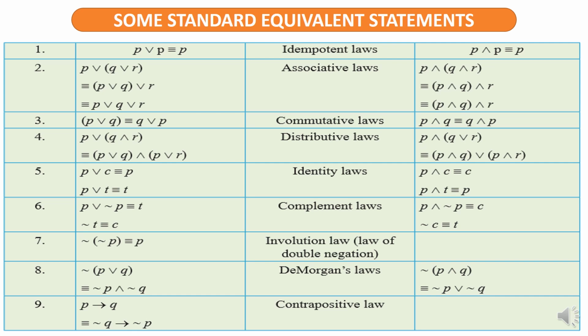The next one, commutative laws. P or Q is the same as Q or P. Similarly, P and Q is also the same as Q and P. This is easy enough to understand.